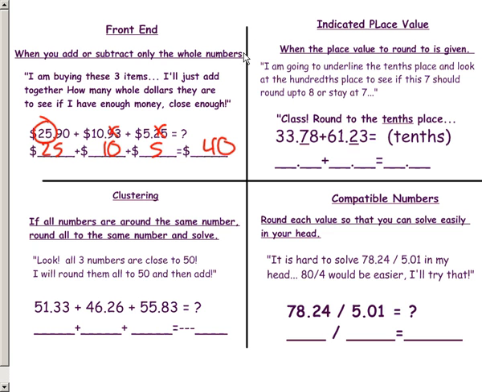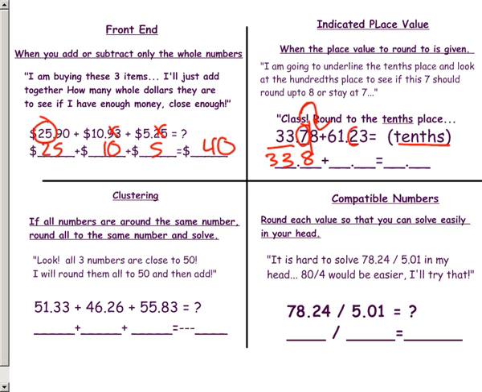Indicated place value, when the place value to round to is given. For example, I'm going to underline the tenths place and look at the hundredths place to see if the 7 should round up to 8 or stay at 7. So just like we did before, it says round to the tenths. So we underline and we can circle the tenths place. We can draw our fence, peek over. Because this is an 8, I'm going to round that up from 7/10 to 8/10. And remember, everything to the left stays the same.